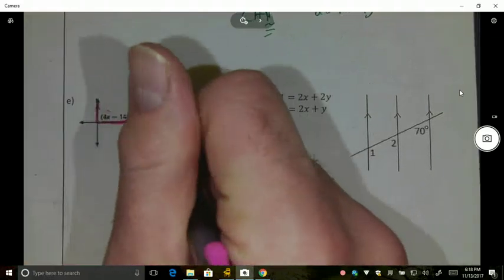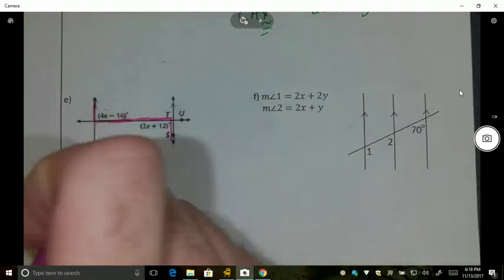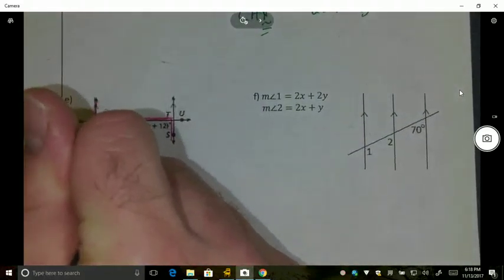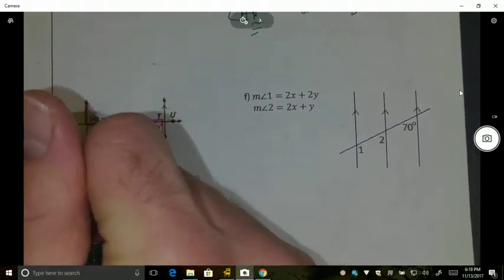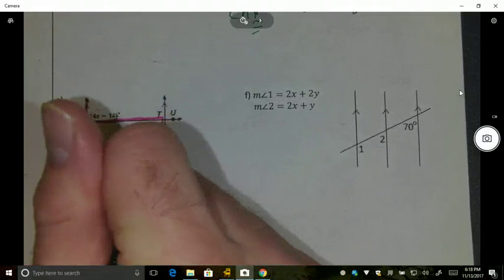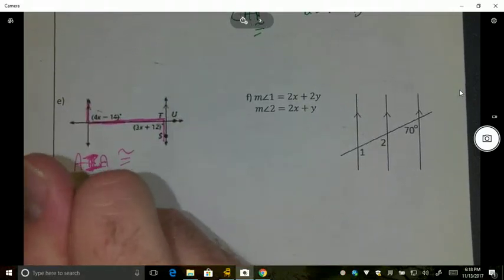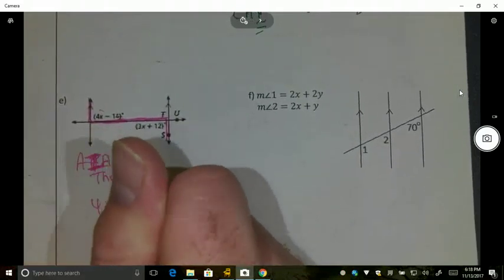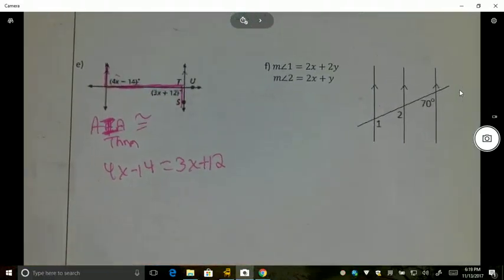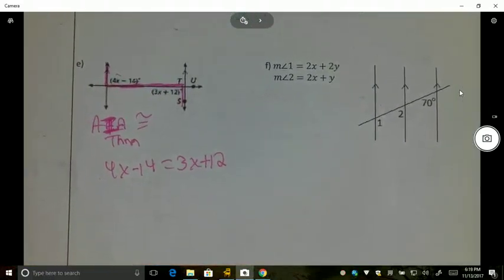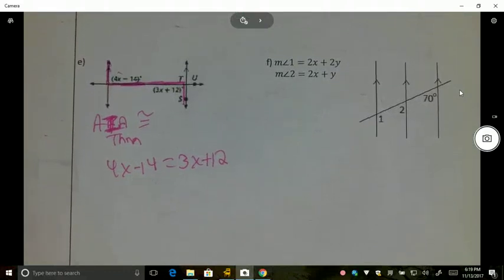In letter E, these are alternate interior with the parallel lines. So, since alternate interior, and that's interior, not exterior, angles are congruent by the alternate interior angles theorem, 4x minus 14 equals 3x plus 12. You don't even need a system of equations. We only have one variable. You can quickly solve for x.